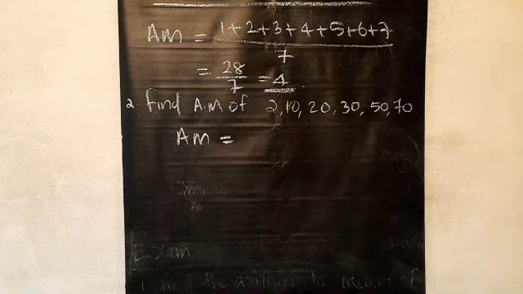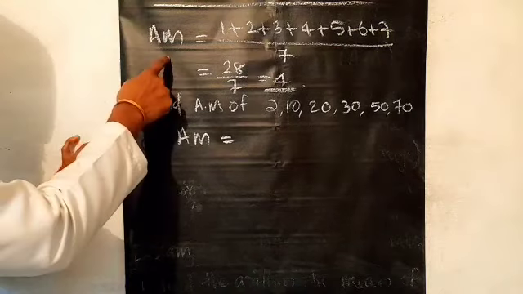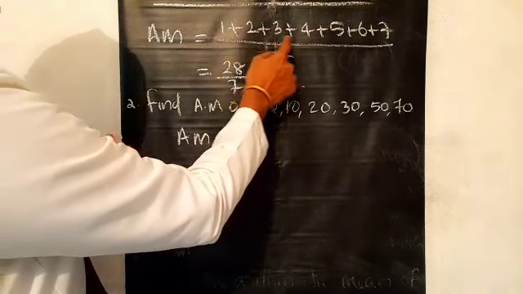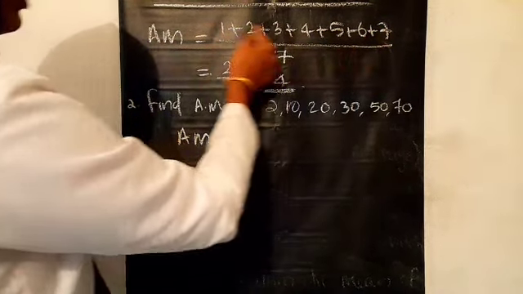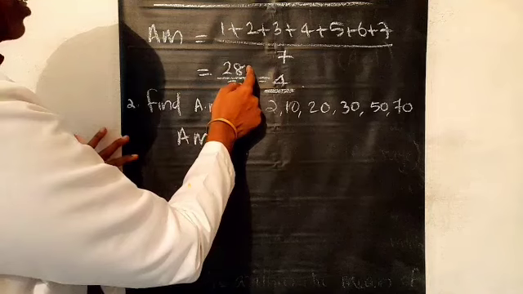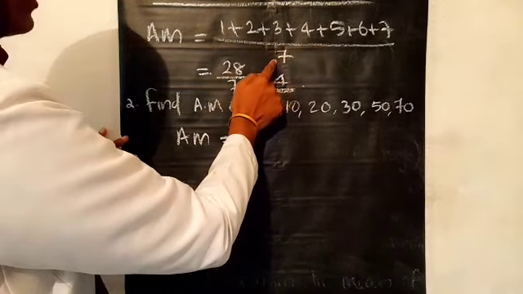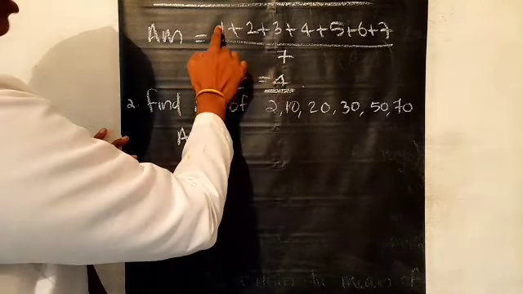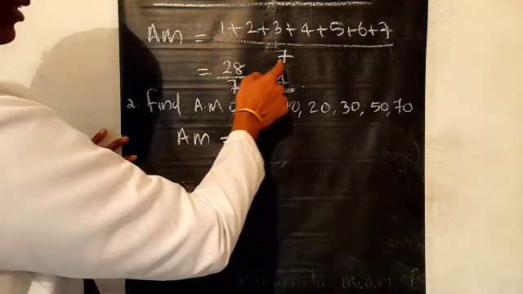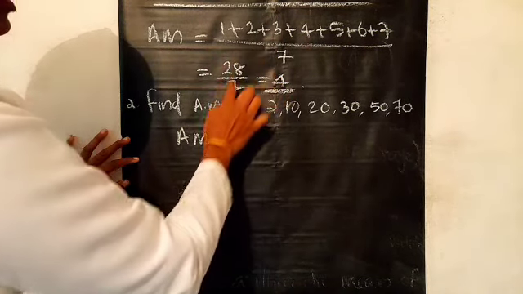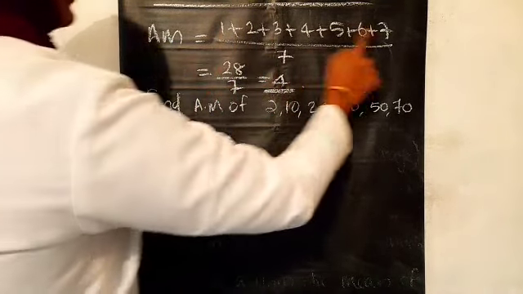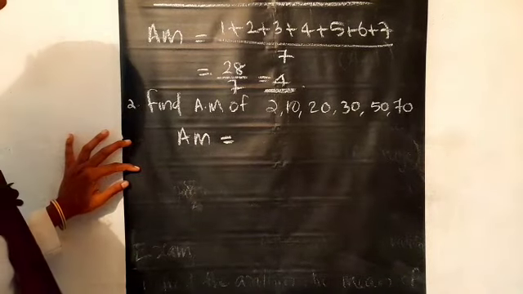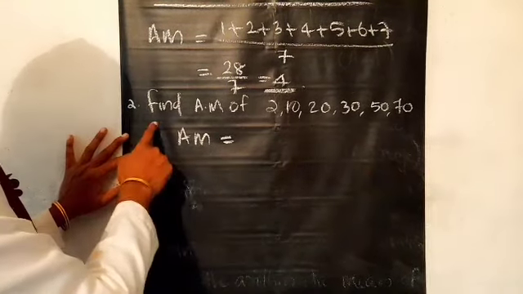Students, just listen. How can we find the arithmetic mean? AM equals 1 plus 2 plus 3 plus 4 plus 5 plus 6 plus 7. Add all these numbers and we get 28, and 28 divided by 7. Where do we get 7? By counting, here 7 numbers are there. That's why 7. And 28 divided by 7 equals 4. So 4 is the arithmetic mean of these numbers. Understood? It's a very easy one. Look at the next question.